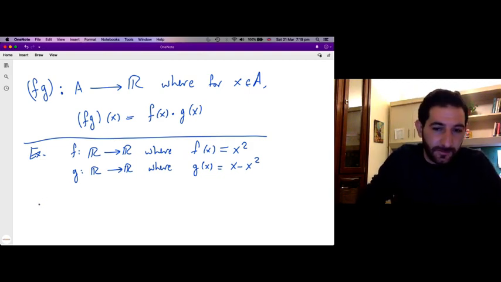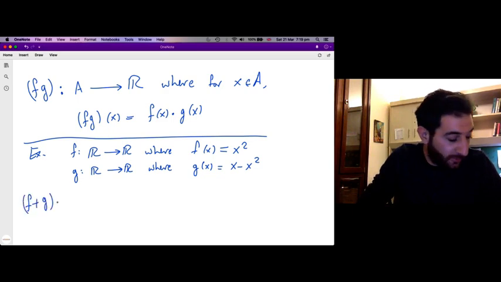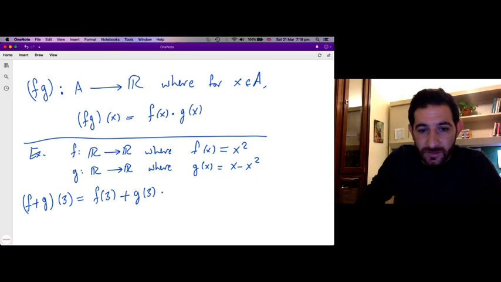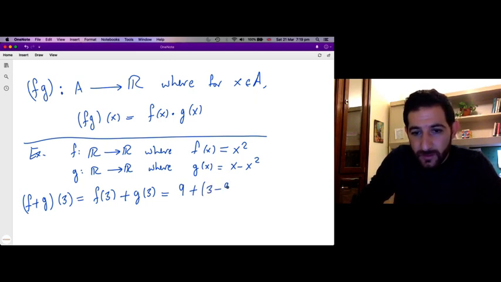What is, for example, f plus g of 3? What is this? By definition, first we compute the image of 3 under f, and we compute the image of 3 under g, and then we add these two numbers. Let's see, what's f of 3? F of 3 is 3 squared, which is 9, and then g of 3 is 3 minus 3 squared, 3 minus 9. So this is 9 minus 6, which is 3.